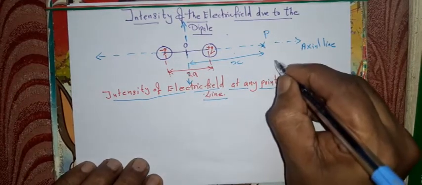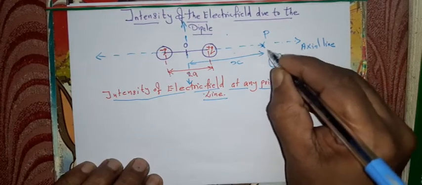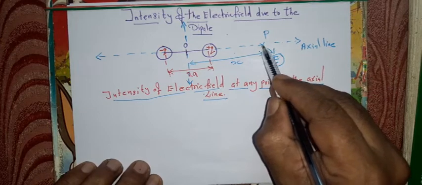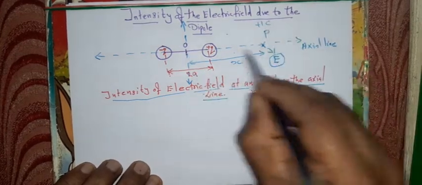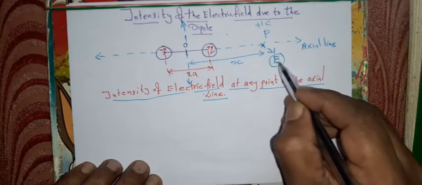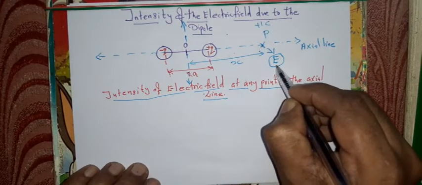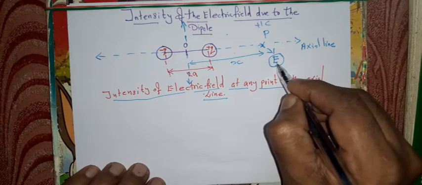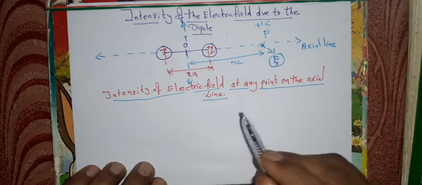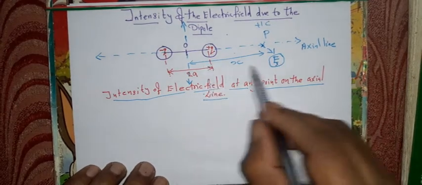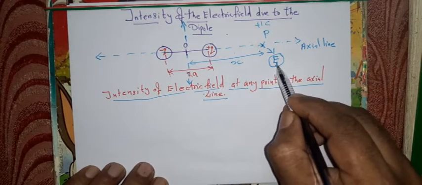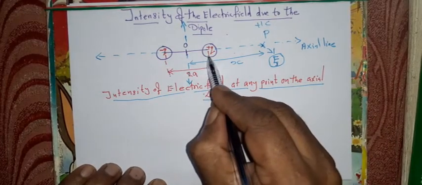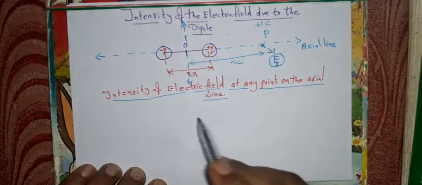Let E be the intensity of the electric field. Intensity means what? Once you place 1 coulomb of positive charge here, this dipole will exert a force on it, and that is called the intensity of the electric field. We are denoting it as capital E. To find E, we can use Coulomb's law and the principle of superposition. For this purpose, you can consider the charges in the dipole separately.